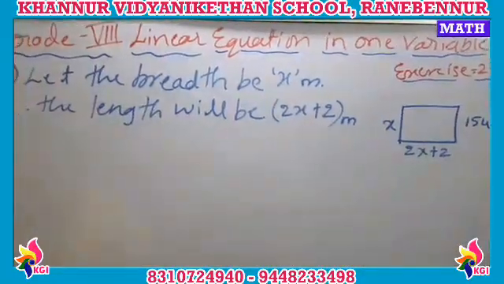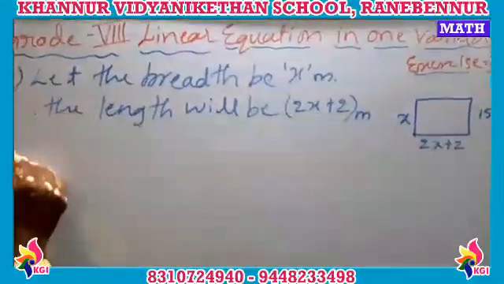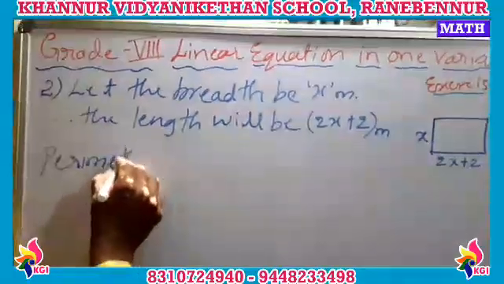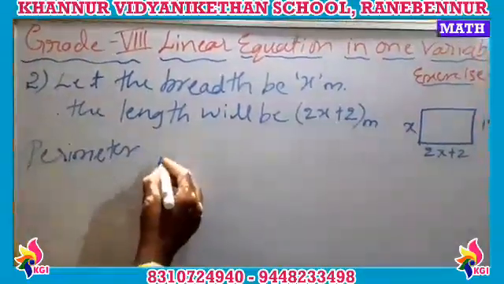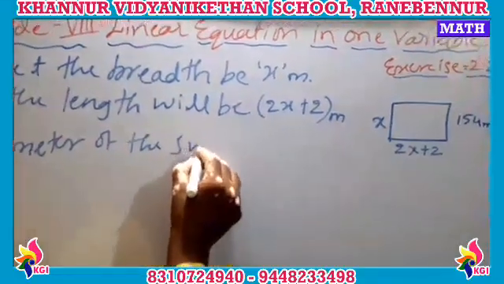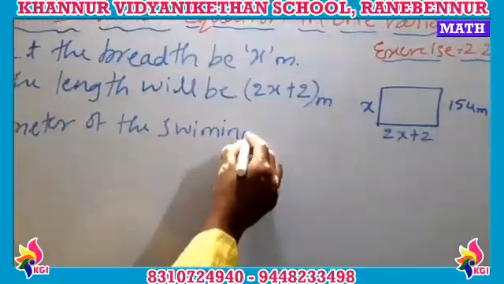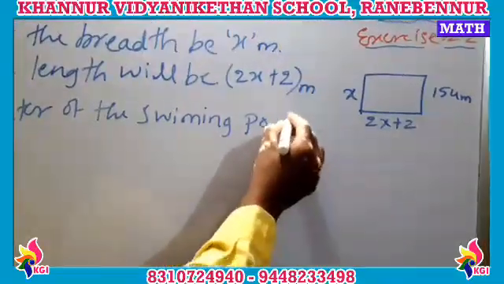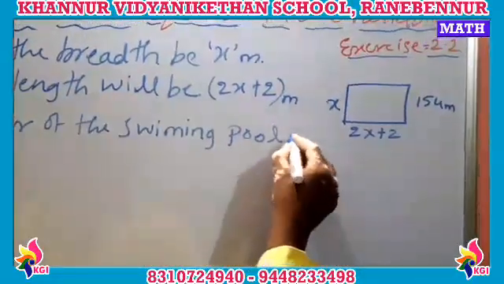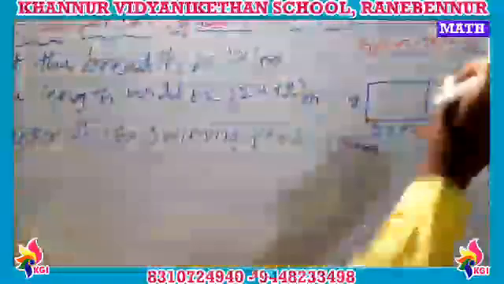So now according to that, they gave the perimeter of the pool. That also is given, right? So we have to write it. Perimeter of the swimming pool. How much is it? They gave, no, that is 154 meters. Now it is all given data.